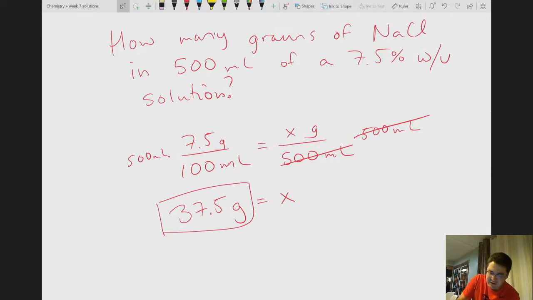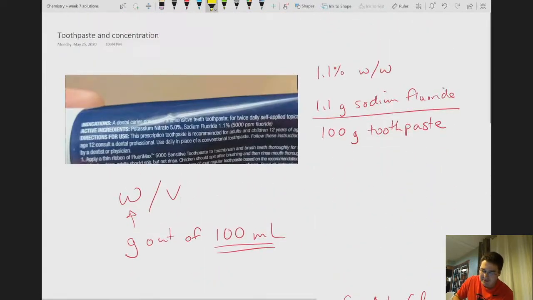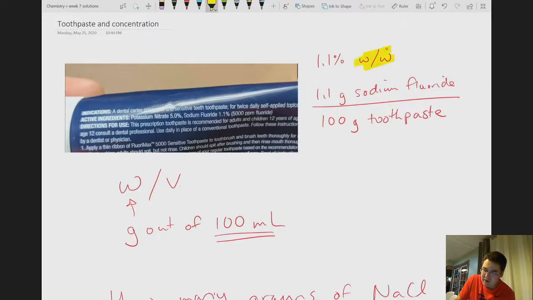So again, this means weight per 100 milliliters versus this means weight in grams per 100 grams of solution. So just different ways to express concentration. Hope that helps. There's a couple questions like this on your test.